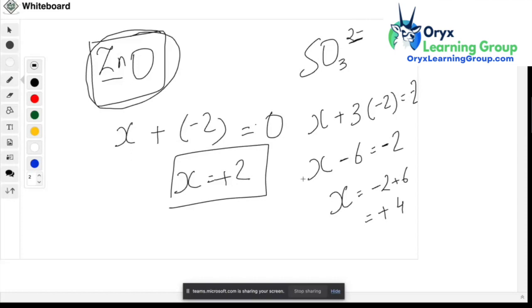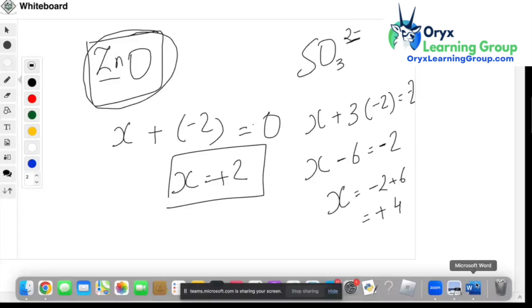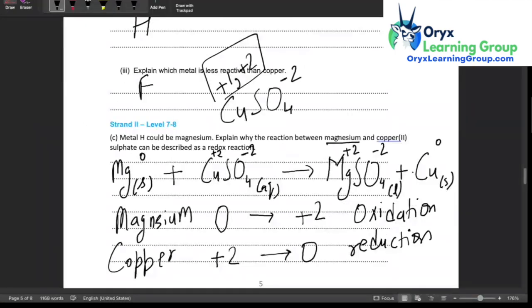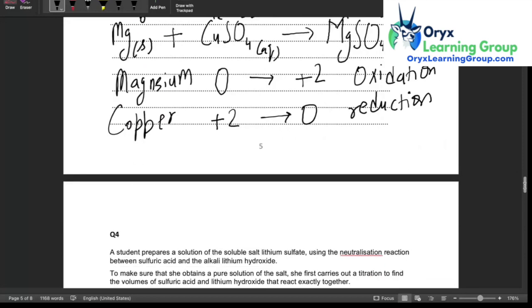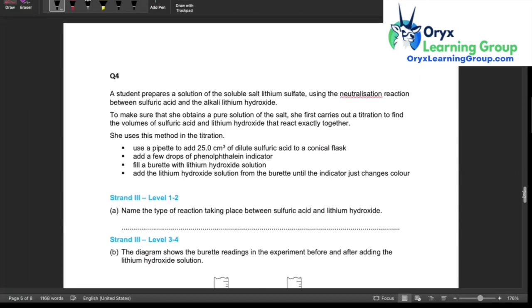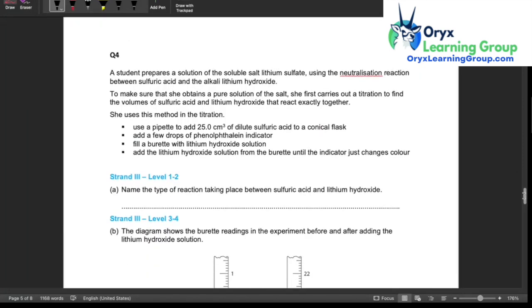Okay, I think we can go back to our worksheet. This question is definitely coming, and it's like level 7 to 8, so please do not lose any marks here. Let's go to the next one. A student prepares... I want someone to please read this one. Read it out loudly, please. Anyone volunteer?